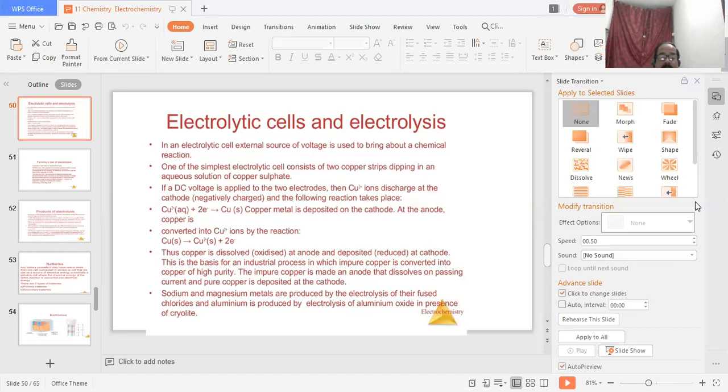This is the basis for an industrial process in which impure copper is converted into copper of high purity. The impure copper is made the anode that dissolves on passing current, and pure copper is deposited at the cathode. Sodium and magnesium metals are produced by the electrolysis of their fused chlorides, and aluminum is produced by electrolysis of aluminum oxide in the presence of cryolite.